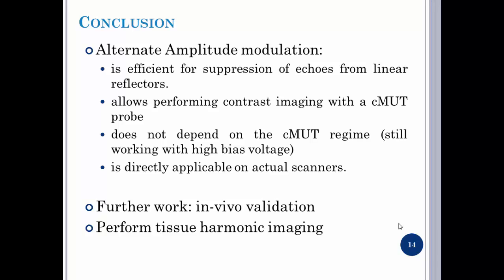Further work is in vivo validation with another open scanner, and performing tissue harmonic imaging maybe. Normally tissue harmonic imaging is done by pulse inversion, but we could look at this. I will add to this to combine, for example, normally alternate amplitude modulation is combined with PI, and it's called CPS. Maybe we could combine alternate amplitude modulation with phase modulation like it was presented before.